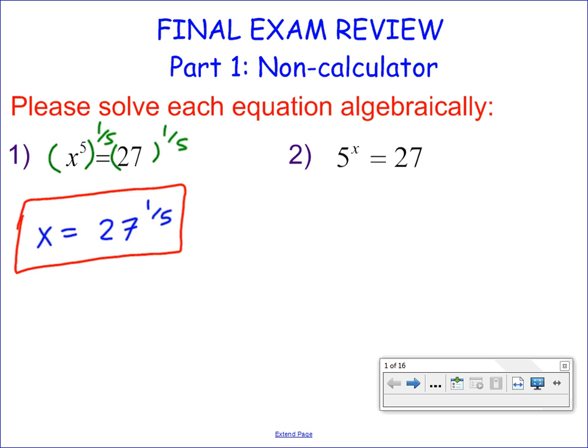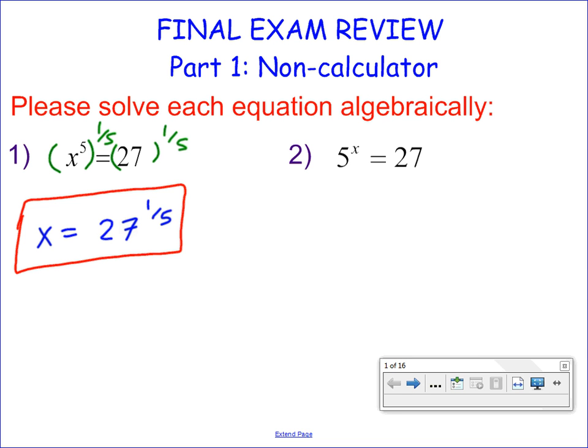That's different than number 2. In number 2, I'm not going to raise both sides to the reciprocal exponent because my variable is in the exponent. It's 5 to the x, which is very different than x to the 5th. This is an exponential equation, and we took a long time figuring out how we could solve exponential equations exactly in algebraic. So we can't raise both sides to the fifth root. We can't raise both sides to the 1/x power.